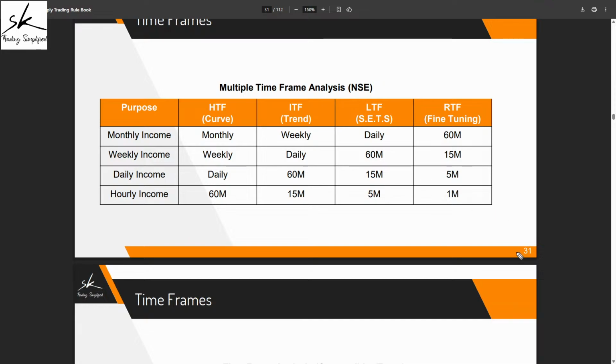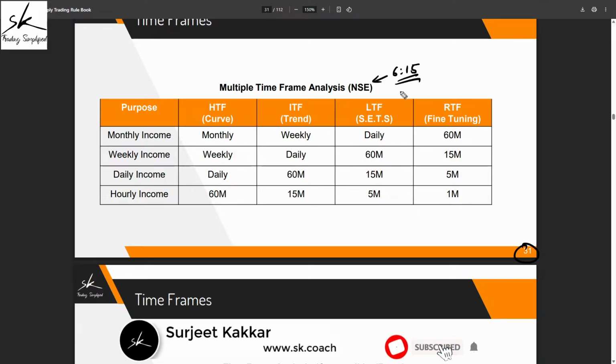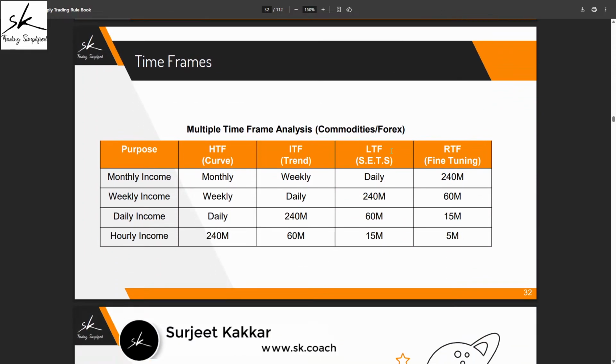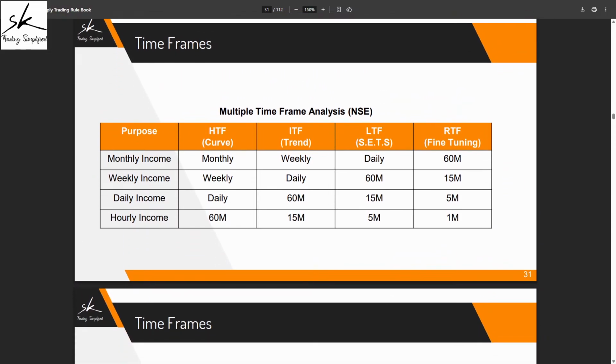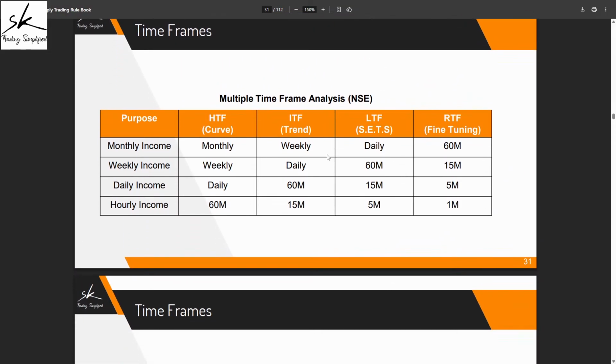Now mind you, this table, which is on page number 31, is specifically for the NSE market, because this market is only open for 6 hours and 15 minutes. If you are trading markets which are open for longer durations, like your commodities, forex, cryptos, then you can look into the table which is on page number 32. But since I'll be taking examples from NSE, I'll be referring to this table and I'll be using these time frames.